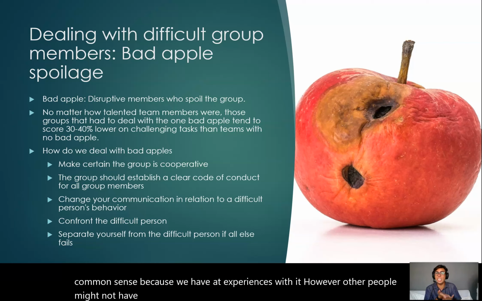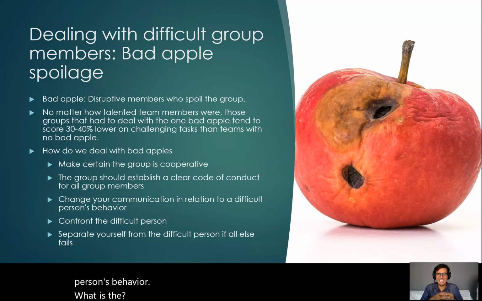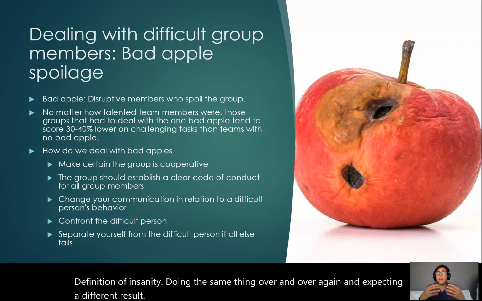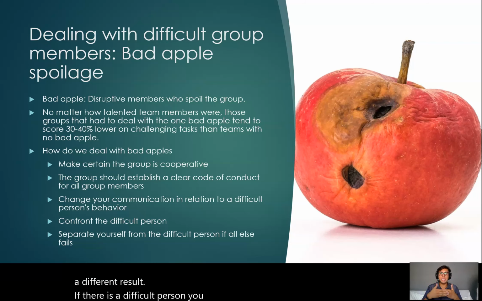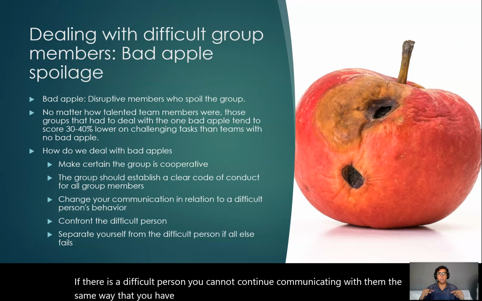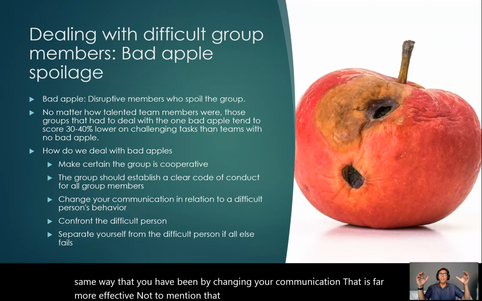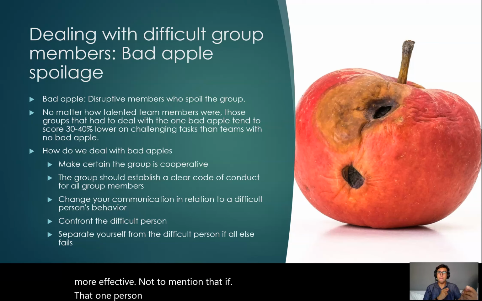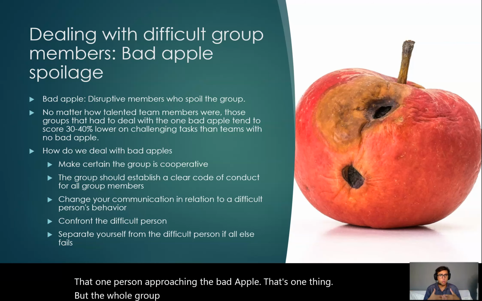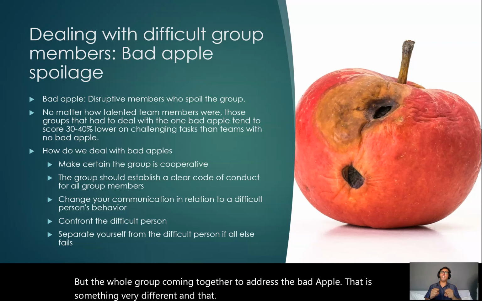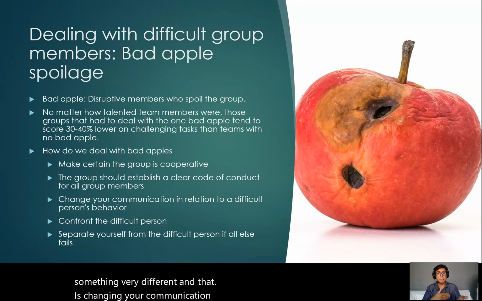Also, changing your communication in relation to a difficult person's behavior. What is the definition of insanity? Doing the same thing over and over again and expecting a different result. If there is a difficult person, you cannot continue communicating with them the same way that you have been. By changing your communication, that is far more effective. Not to mention that one person approaching the bad apple, that's one thing. But the whole group coming together to address the bad apple, that is something very different. And that is changing your communication to deal with a bad apple.